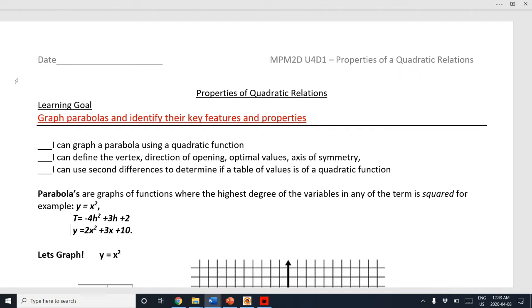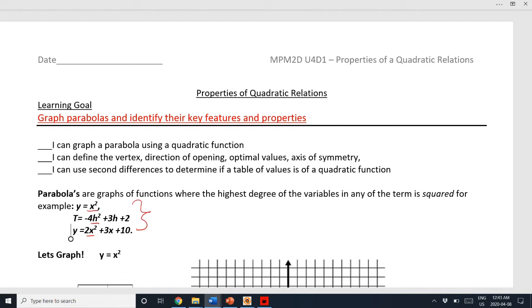Parabolas are graphs of functions where the highest degree of the variables in any of the terms is squared. For example, we have y is equal to x squared, or t is equal to negative 4h squared plus 3h plus 2, or y is equal to 2x squared plus 3x plus 10. In each of these cases, the term with the highest exponent on the variable is just going to be a squared term. Okay, so we see an x squared here, we see an h squared here, and we see an x squared here, and none of the other terms have anything higher than that.